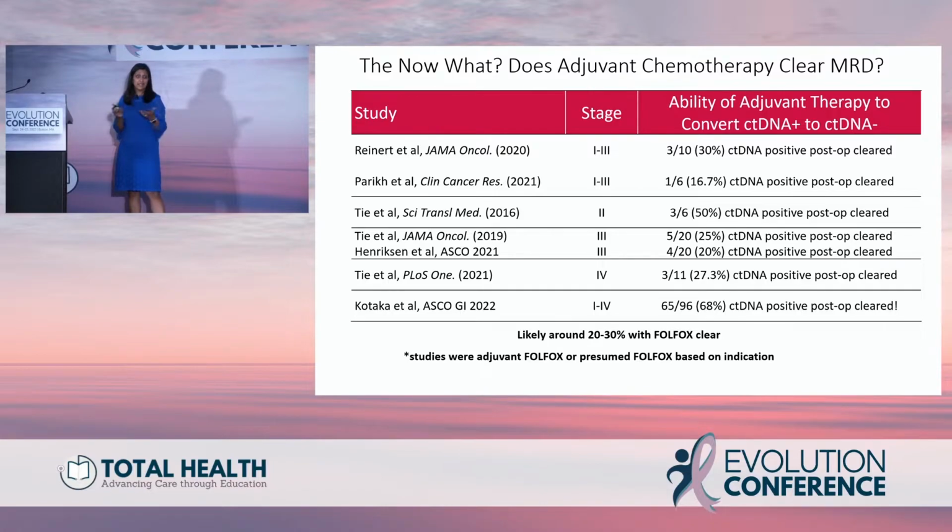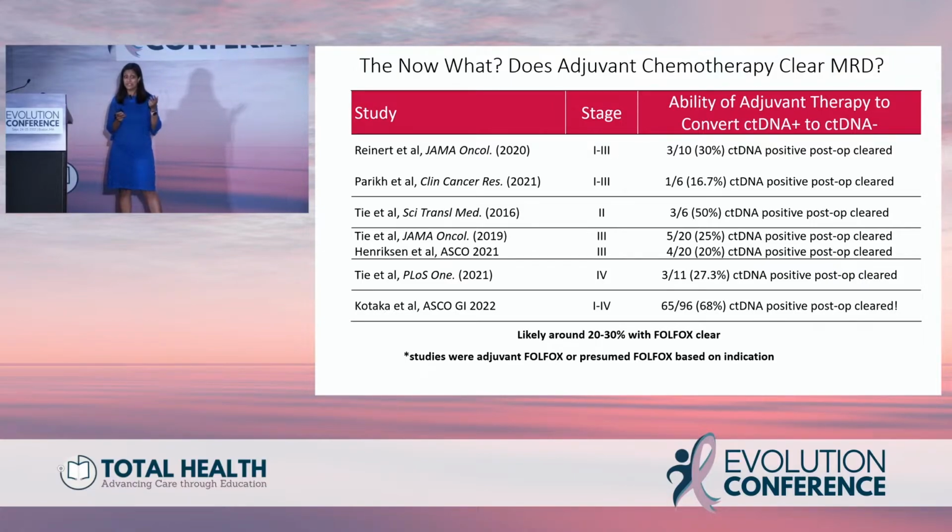So then, the now what? We talked about what these tests are, and now we want to talk about what you do with these tests. That's the question we're really starting to grapple with. Does using this actually help you predict response to chemotherapy, and can chemotherapy actually clear circulating tumor DNA? What we're starting to see is that yes, in each of these papers, there's a portion of patients that are clearing their ctDNA.